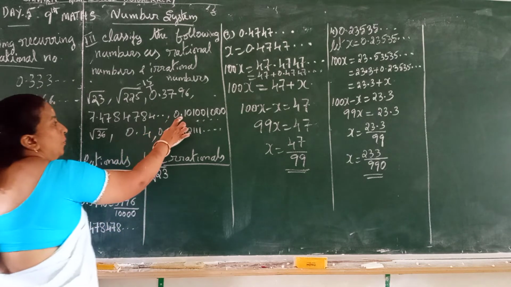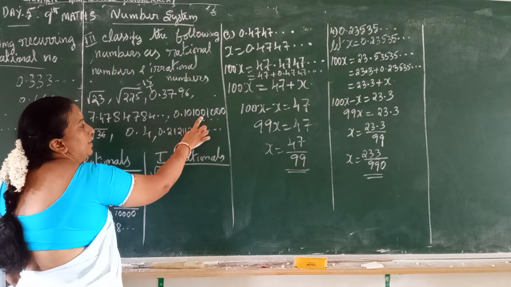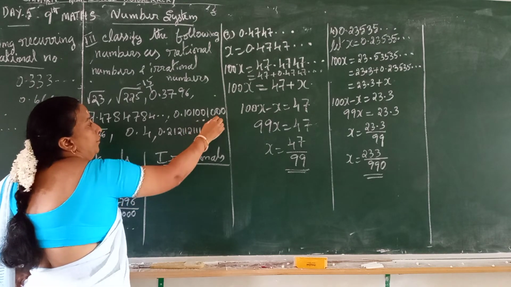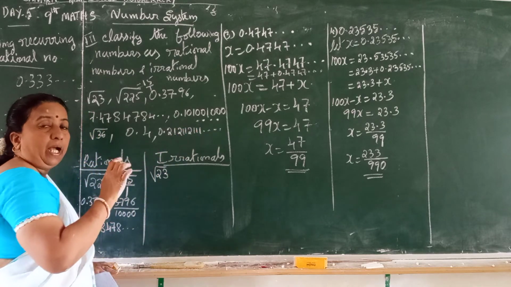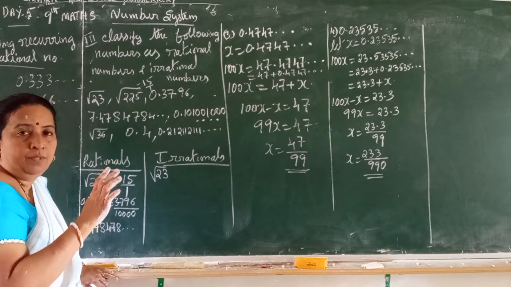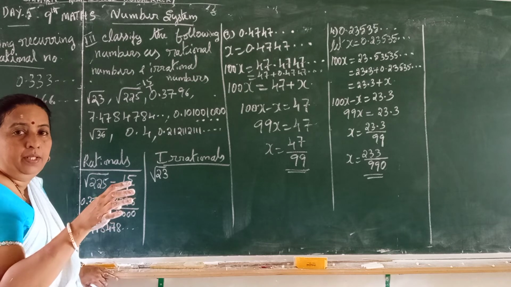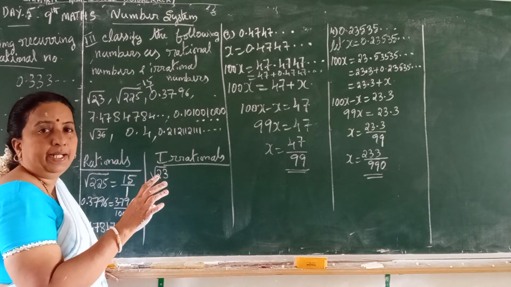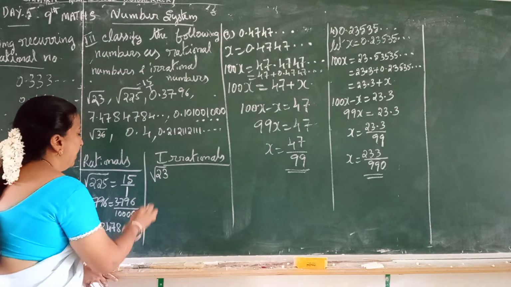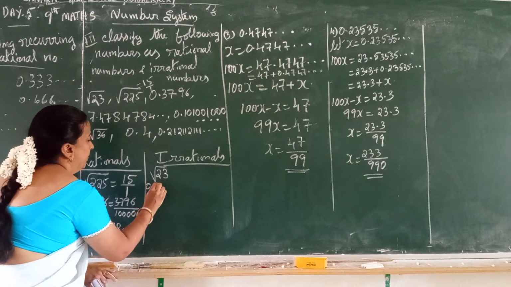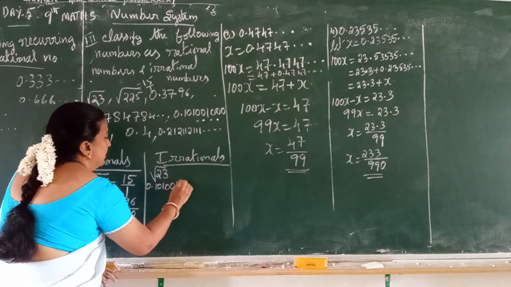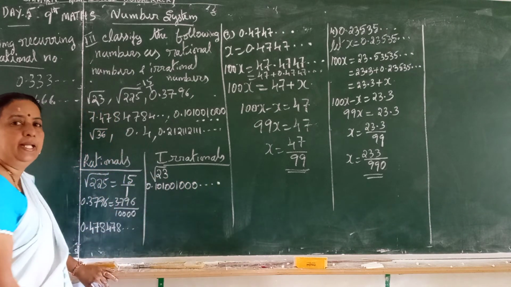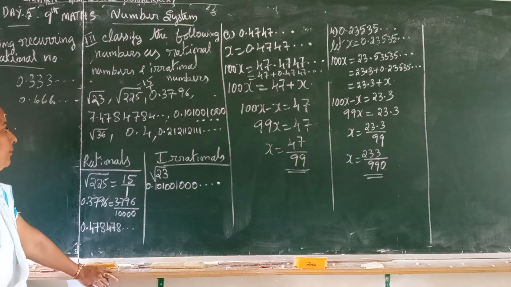Next, 0.10, 100, 100, 100 and so on. It does not come in a definite pattern. Pattern is changing. It is a non-terminating and non-recurring decimal. Such numbers are irrational numbers. 0.10, 100, 100 and so on is an irrational number.